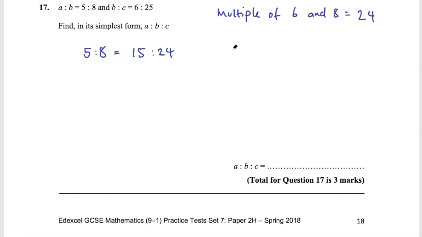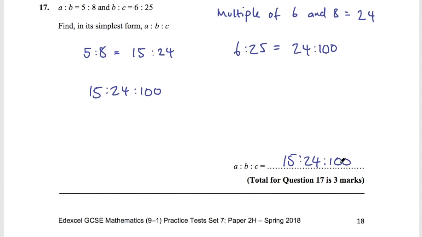And then for B to C, I've got 6 to 25, and I need to multiply that by 4. So the 6 equals 24, and so that's going to be 24 to 100. 25 times 4 is 100. And now I can say that, well, the ratio of A to B to C is going to be 15 to 24 to 100. You can see here, because the B part of that ratio is equal, I can just join those ratios together. So the ratio of A to B to C in simplest form is 15 to 24 to 100. I can't actually simplify that anymore. There's no common factors there.